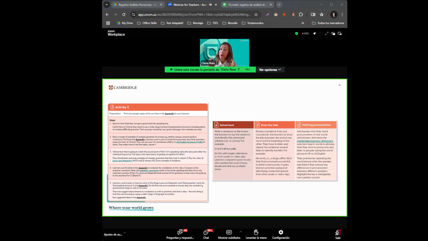Okay, so we've just shown you a few activities there, but there are many, many more in the guide for each of the different criteria.